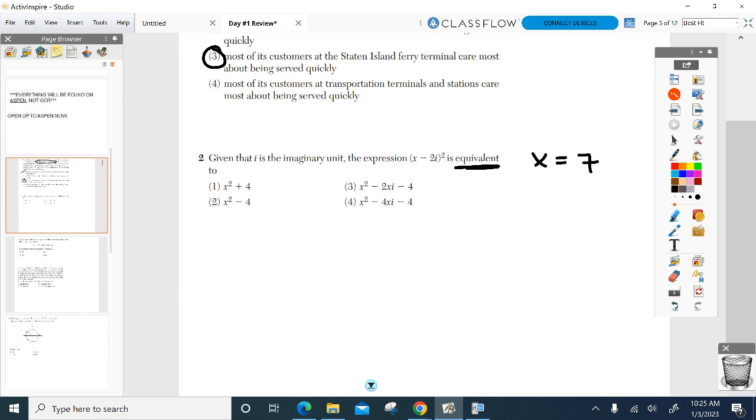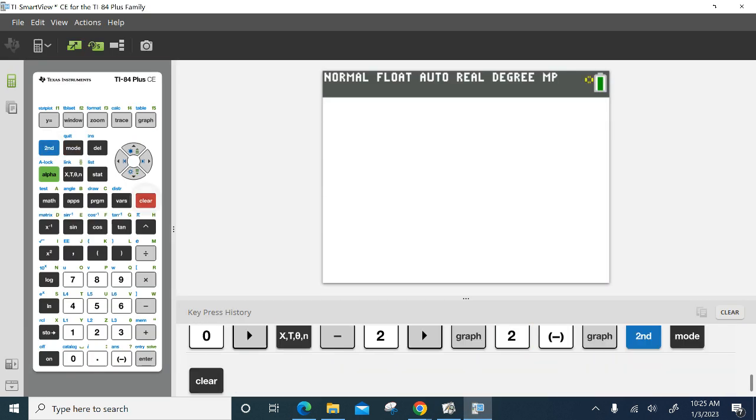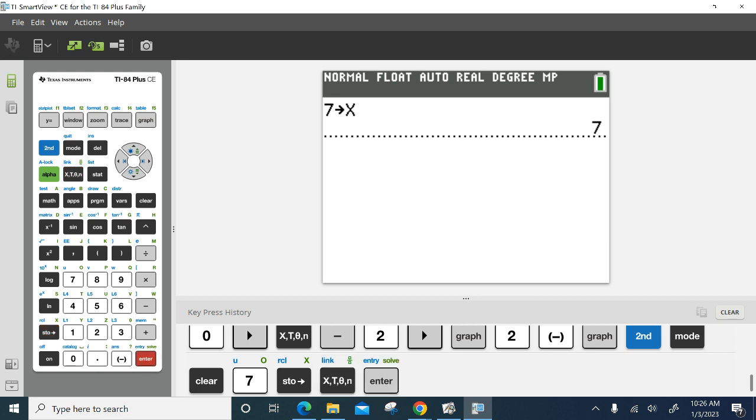And now I'm going to go to my calculator and say, all right, my number was 7. So I hit 7 first. And we've been here before, but just to review, I got a store button here. Store that into, in this case, my variable is what? X. Store it in for x.